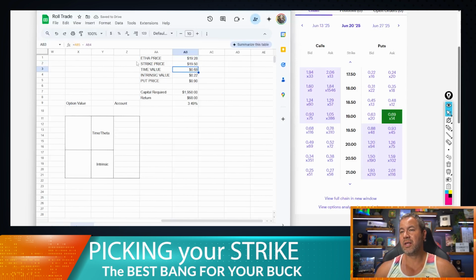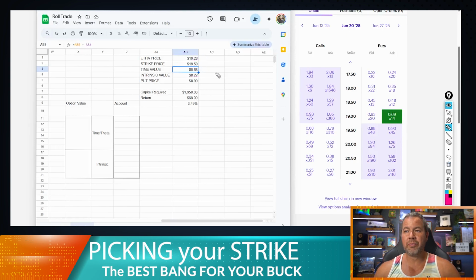Then you have this little formula for the time value and the intrinsic value. Remember, the intrinsic value is what you would owe if everything expired like it is today. So for example, next Friday, June 20th, let's assume the price of ETHA is exactly $19.28. The intrinsic value would be the strike price minus the ETHA price. So if you wanted to buy that put back, you would pay 22 cents, or you would be put into ETHA. You have those couple options on that expiry date.